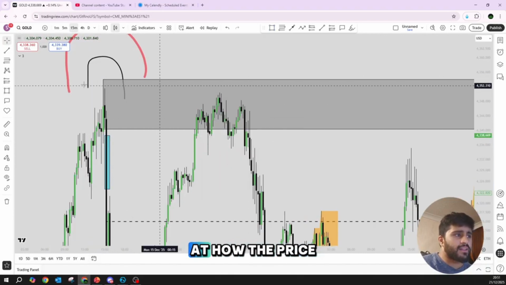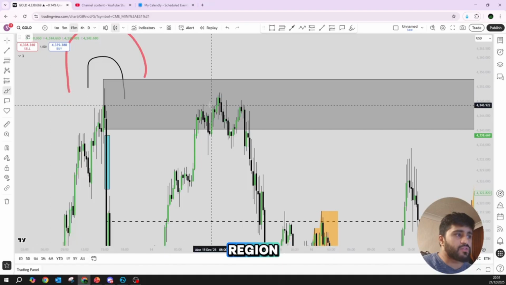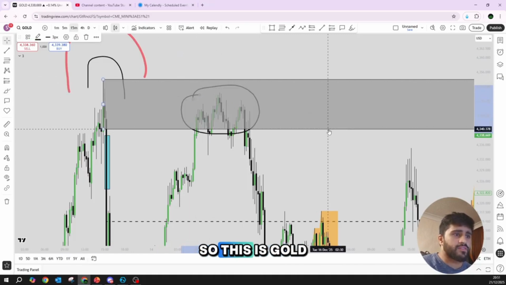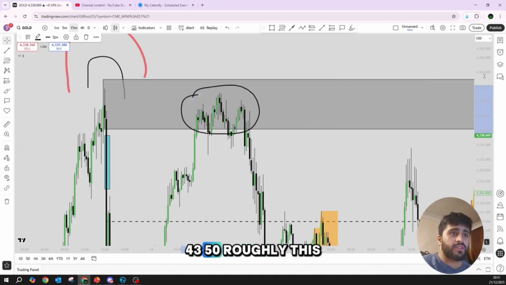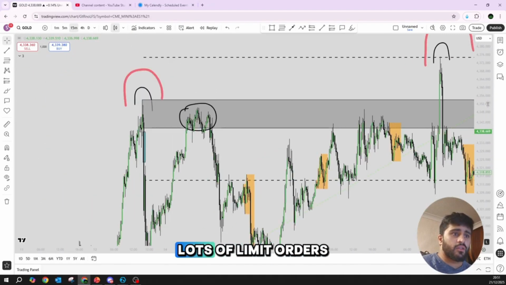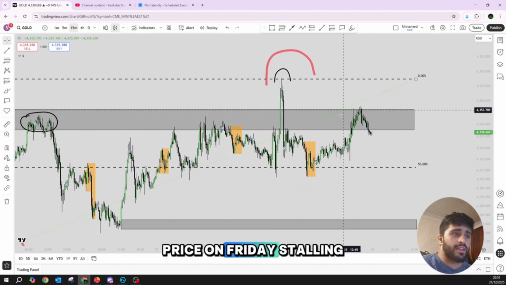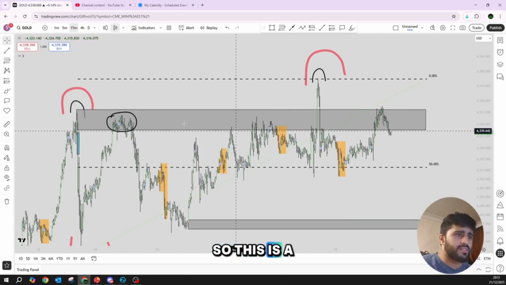But when we look at how the price action behaved in this region, we want to be looking at the limit order. There were limit orders resting over here. So this is gold between 43.40 to 43.50, roughly this sort of region. Lots of limit orders. And we saw here price on Friday stalling, right? So this is a key level.